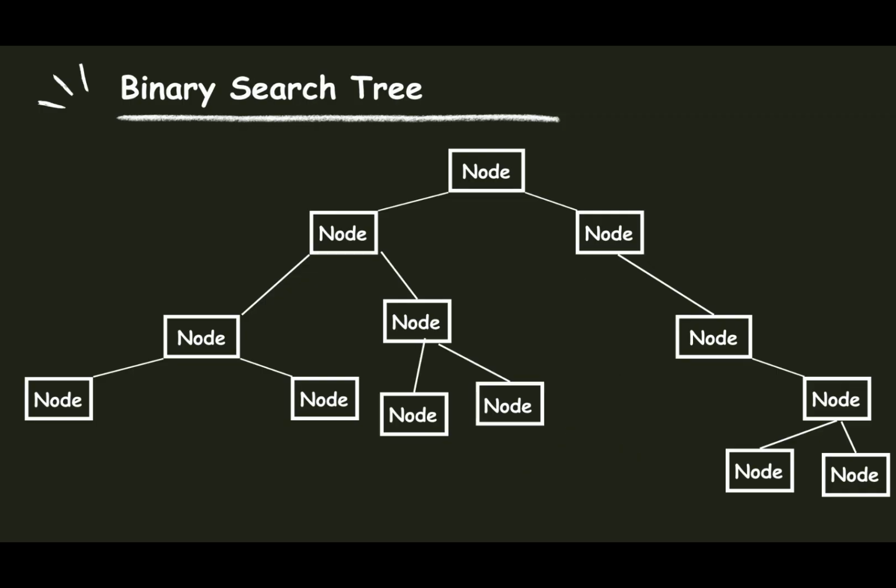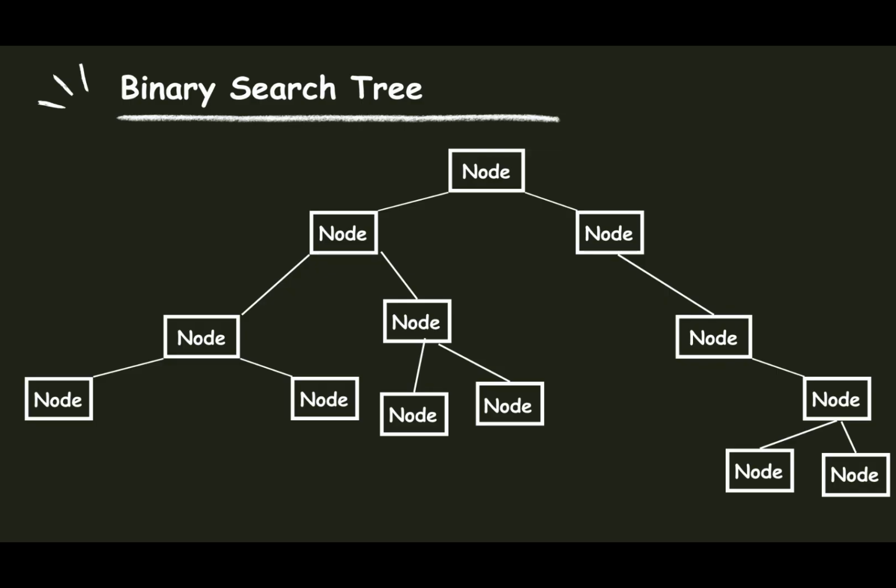Now let's look at the binary search tree, which is another implementation of the tree data structure. A binary search tree is a tree-based data structure where each node has a value, and the values are ordered in a specific way to enable highly efficient searching, insertion, and deletion operations.